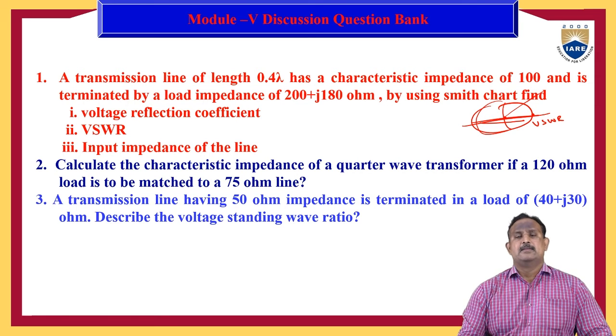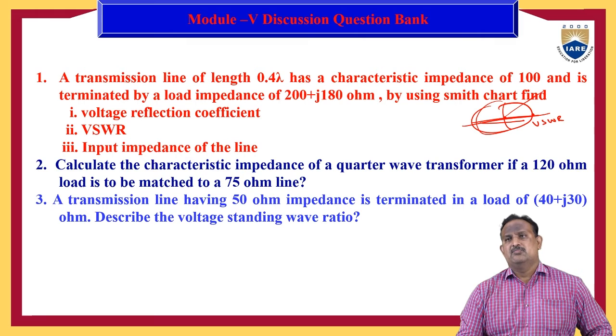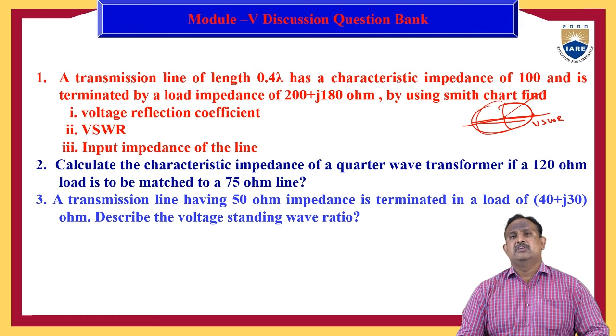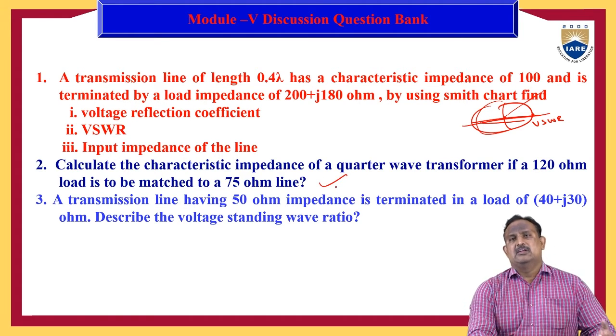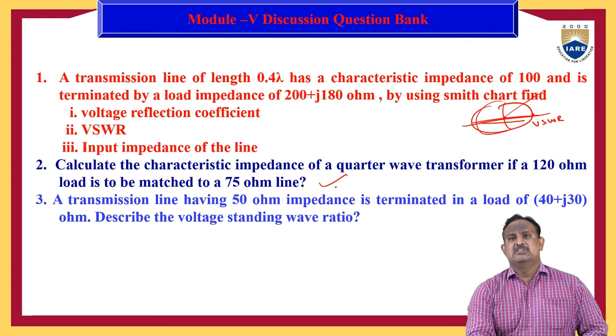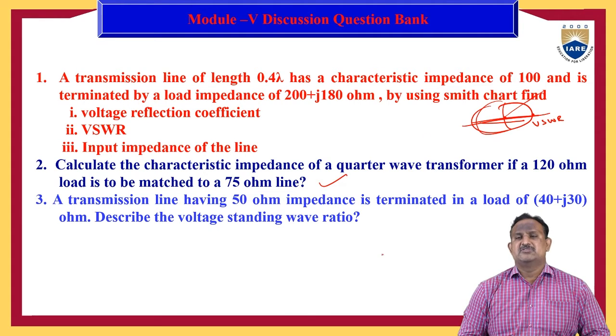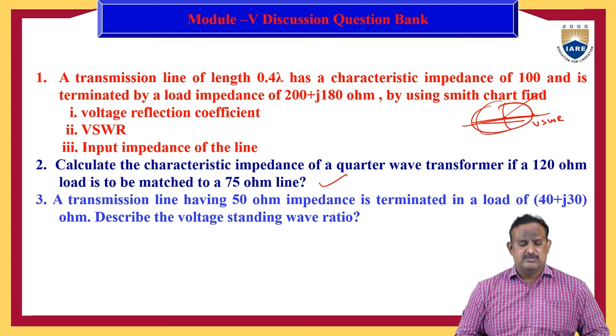Next, calculate the characteristic impedance of a quarter wave transformer if a 120 ohm load is to be matched to a 75 ohm line. This can also be calculated using the Smith chart. Draw a Smith chart, and from it we can find the characteristic impedance.